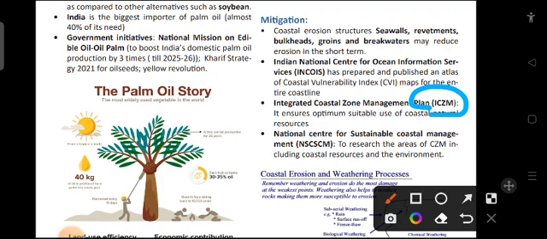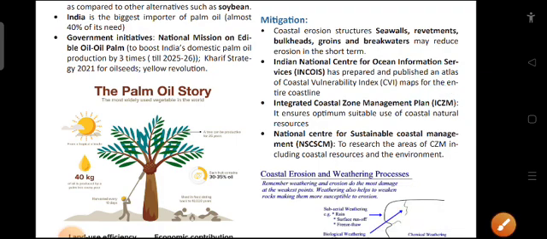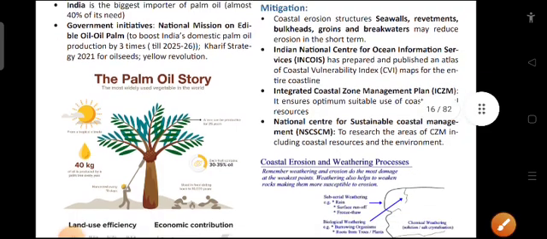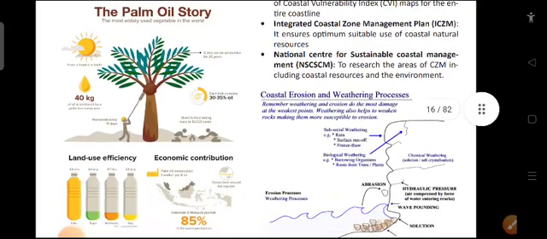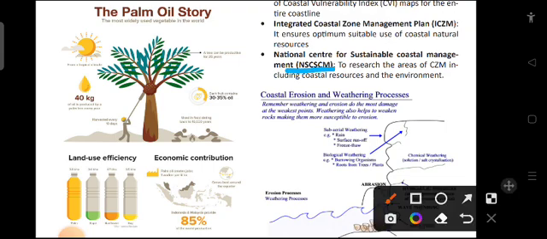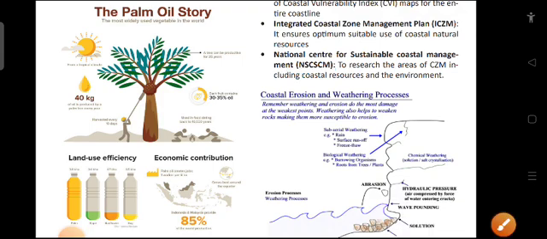Then the Integrated Coastal Zone Management Plan (ICZM). What is this? It ensures optimum sustainable use of coastal natural resources. Then the National Centre for Sustainable Coastal Management (NCSCM). This is to research the areas of ICZM, including coastal resources and the environment. So this is to do research about the coastal zone management area.